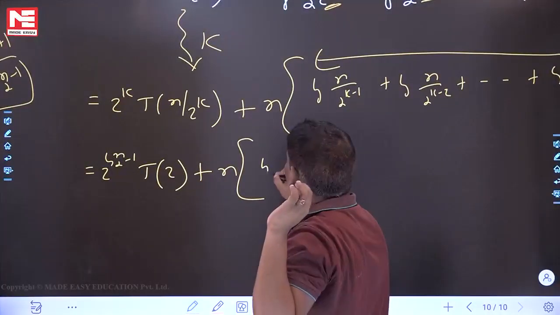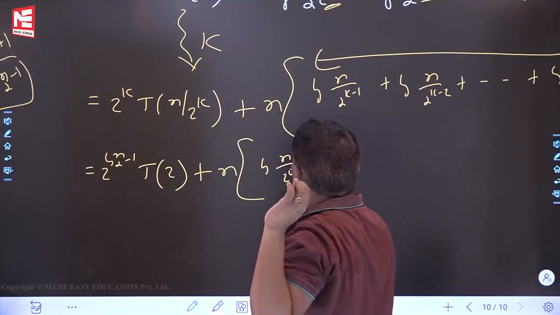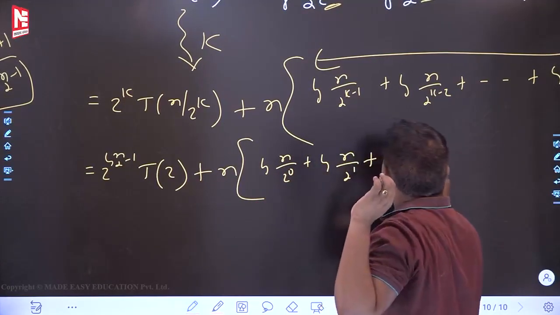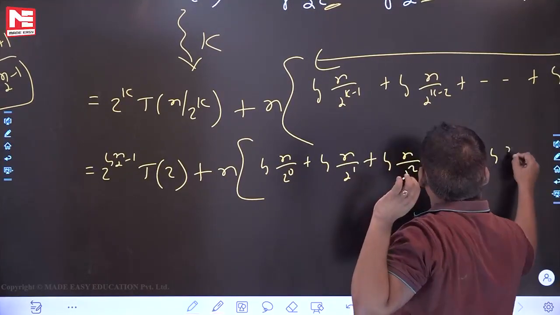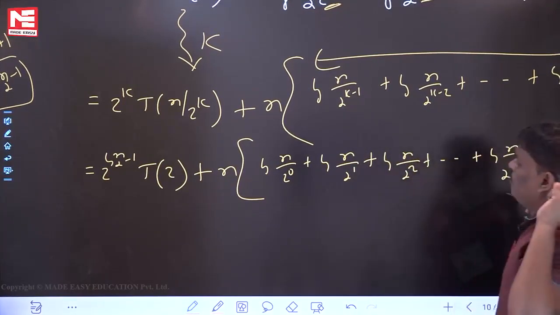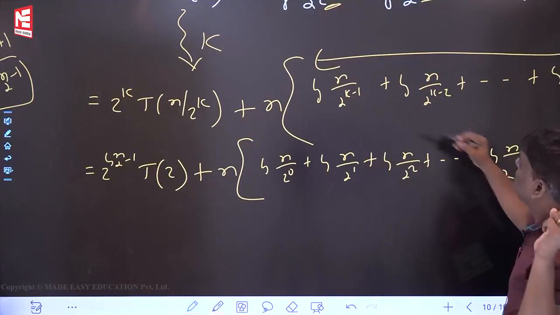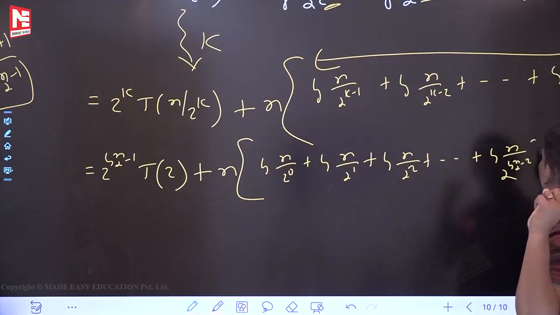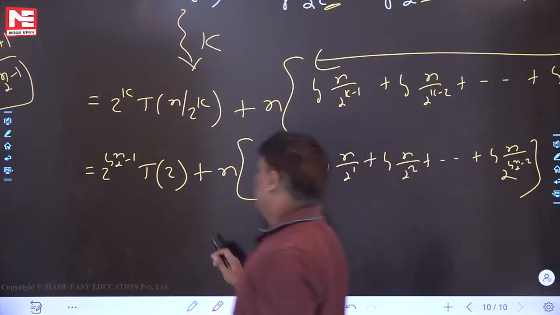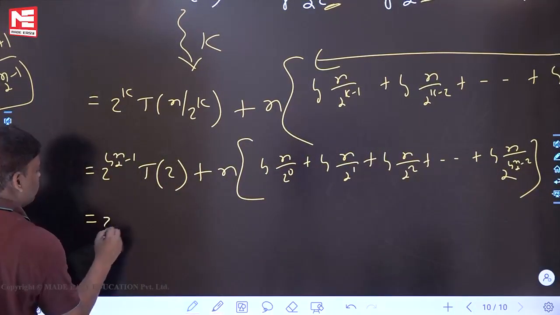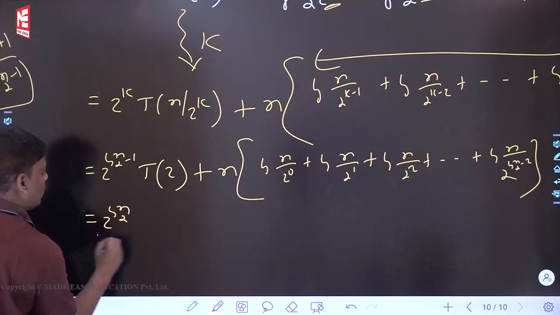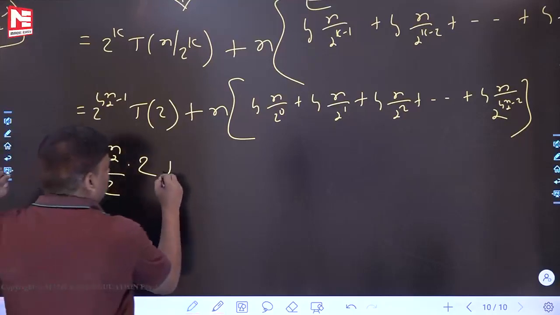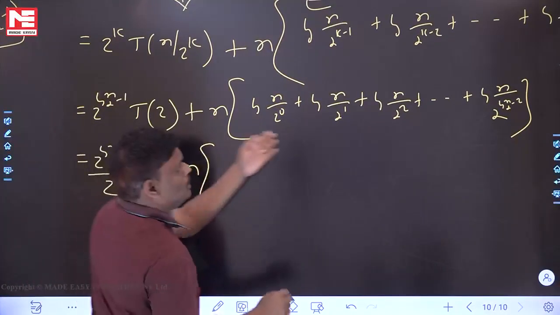What is the answer? It will become log n by 2 power 0, log n by 2 power 1, log n by 2 square, and so on, up to what is the k? Log n minus 1, right? It is already minus 1, so I think it will be log n base 2 minus 2. Next, this will become 2 power log n base 2 by 2, T of 2 is some constant, n plus, right? This series let me solve.